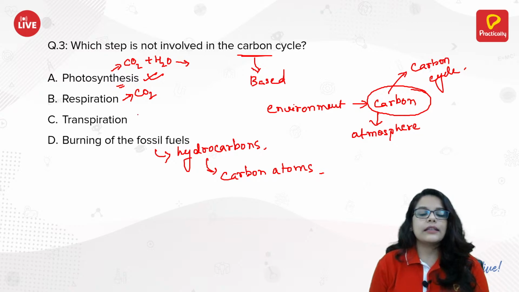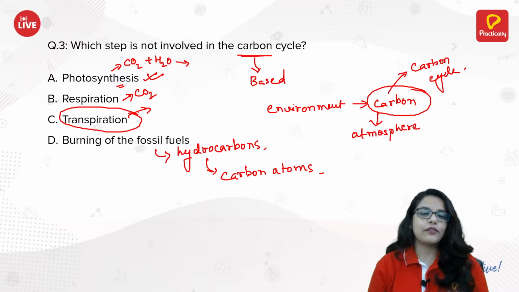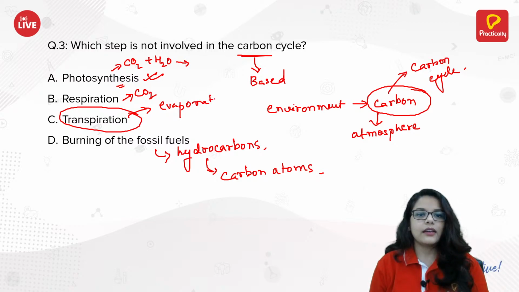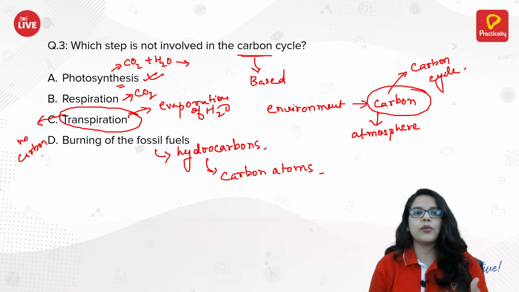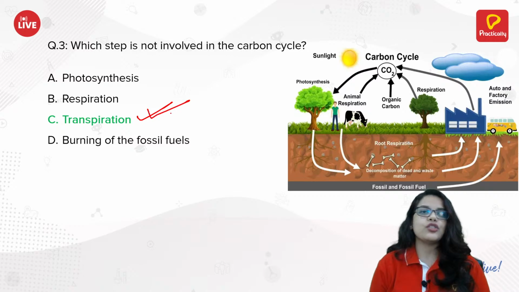The remaining one is transpiration. What does transpiration mean? Transpiration is where the cells of plants give out water, where evaporation of water takes place from the stomata of plants. There is no carbon related to it. It's water based, the giving up of water. Transpiration is water based, it's not carbon based. So the answer is transpiration.